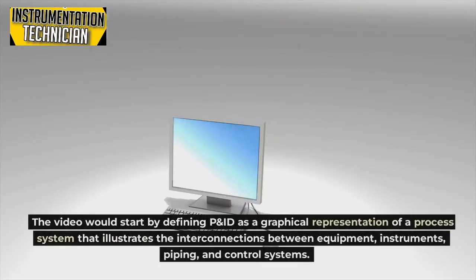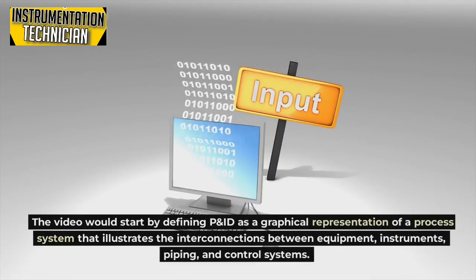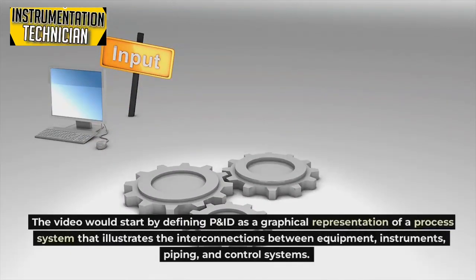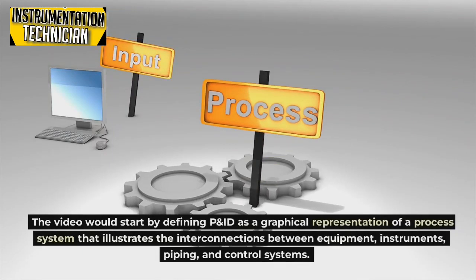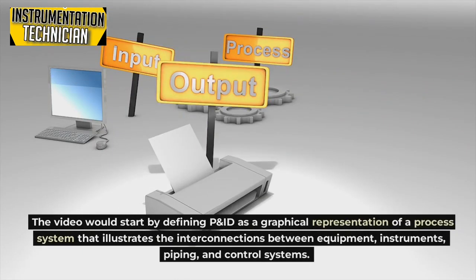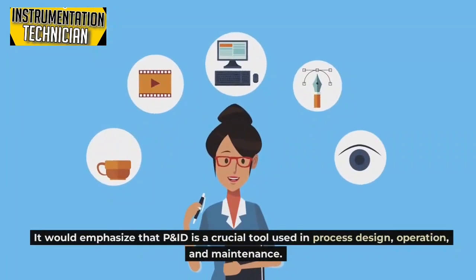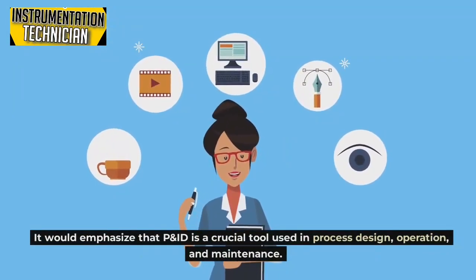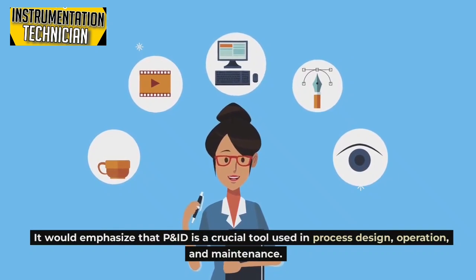The video would start by defining P&ID as a graphical representation of a process system that illustrates the interconnections between equipment, instruments, piping, and control systems. It would emphasize that P&ID is a crucial tool used in process design, operation, and maintenance.